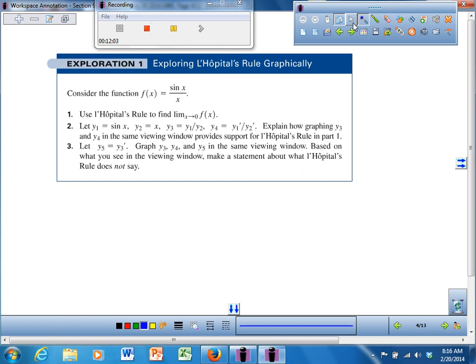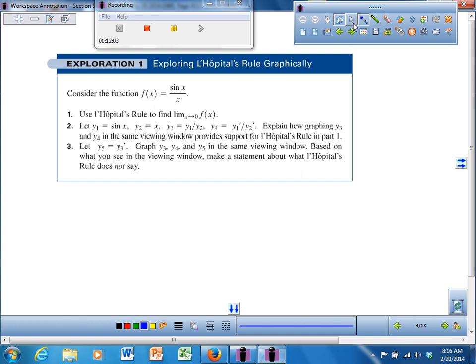Our function is sine x over x, and I want you to find, using L'Hopital's rule, the limit as x approaches 0 of that function. Okay, we have f of x over g of x. We can apply L'Hopital's rule without any changes. We're good. Then, in y1, put your sine x, y2, your x, y3, we want to make that y1 over y2, and y4, we want to make it y1 prime over y2 prime. Okay? When you graph it, I only want you to graph y3 and y4. Otherwise, it gets too busy. Okay? So when you graph this in your window, you're only graphing y3 and y4.